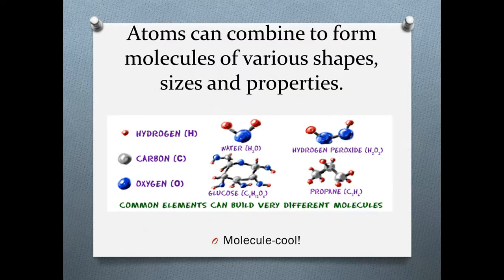The cool part is that atoms can combine to form molecules of various shapes, sizes, and properties. So we can have little tiny molecules of things like water, or larger molecules of things like glucose, which is sugar, or big gigantic molecules of fat or cellulose, like in trees. So atoms can combine in many different ways with each other, and those make up the really cool materials around us.